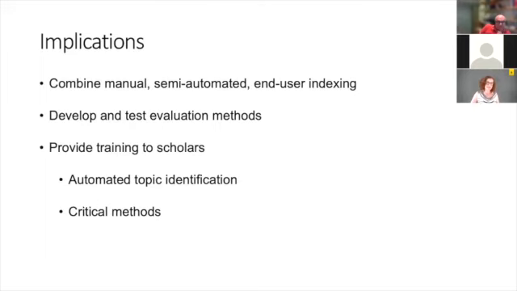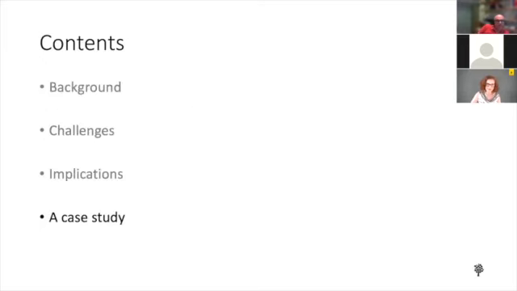Finally, it is my conclusion that it's best to combine manual, but also semi-automated as well as end-user indexing and author indexing. It is to develop and test evaluation methods further and to provide training to scholars, both on automated topic identification and critical methods. With this, we have covered some of the basics of what it means to conduct automatic subject indexing, how it can be applied, what are its challenges, and how we can apply it more responsibly.